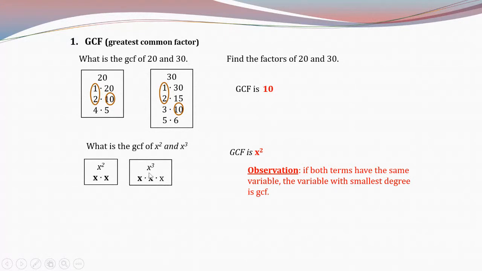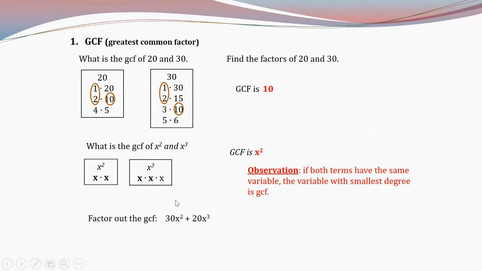Anyway, guys, this is an observation. If both terms have the same variable or the same letter, right? The variable with the smallest degree is a GCF. For example, this has an x squared, but that has an x cubed, right? So what's smaller, the x squared or the x cubed? The x squared. So the smallest degree will always be your GCF.